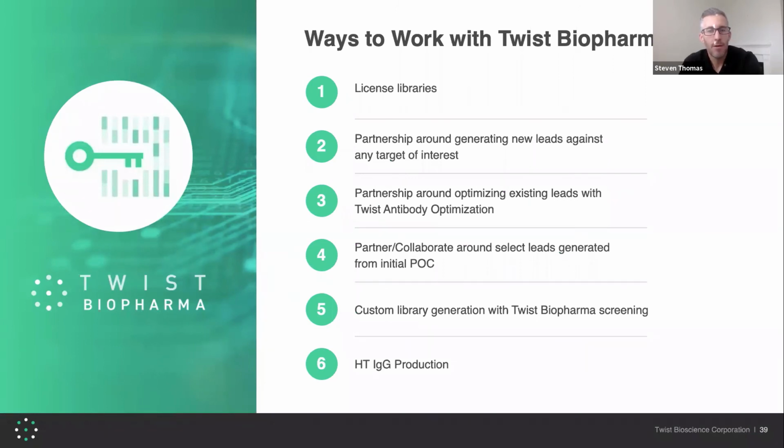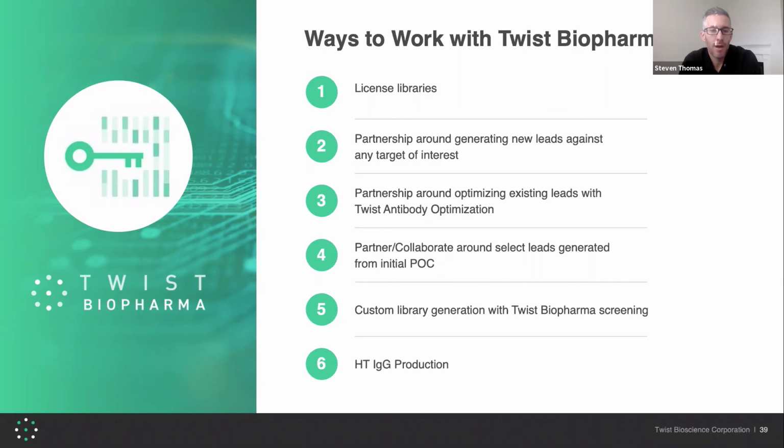So finally, how can you work with Twist Biopharma? We have this catalog, this library of libraries, which are available for licensing. You can license one at a time or opt for the sort of Disney Plus model and license the entire library of libraries, in which case you would continually gain access to new libraries as they became available. You can partner with us to identify leads against your target of interest, in which case we'll use those same library of libraries or a subset of them to pan against your target. So this will include all of the downstream IgG characterization, functional assessment, and so on.